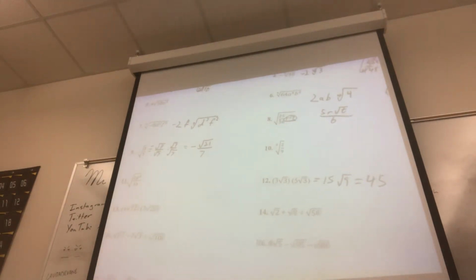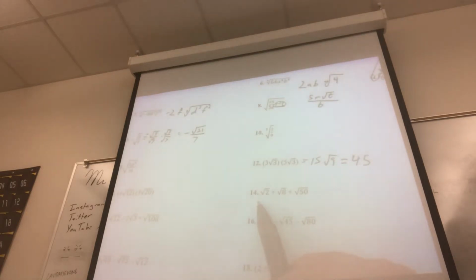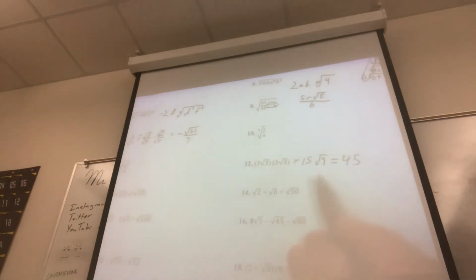Same thing with number 13. The square root of 9 is 3. So I multiplied that by 15, and that gives me 45.